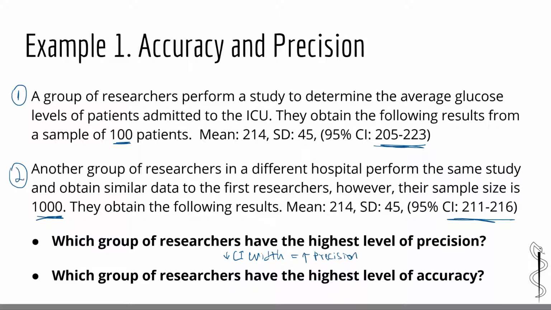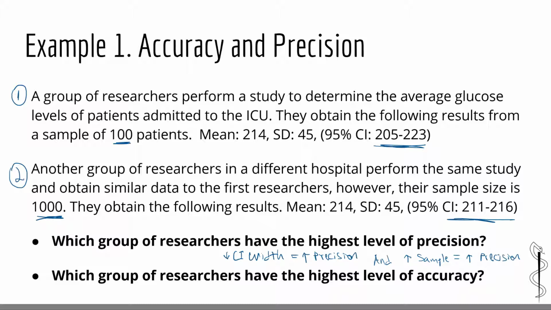Now I want you to figure out why the second study got significantly narrower confidence intervals if their measurements were basically the same as those in the first study. If you thought because of the larger sample size used by the second group, then you are correct. Remember, as sample size increases, so does precision. Now on to the next question.